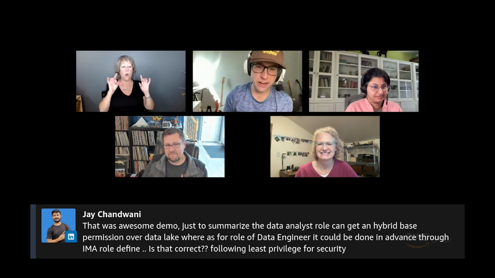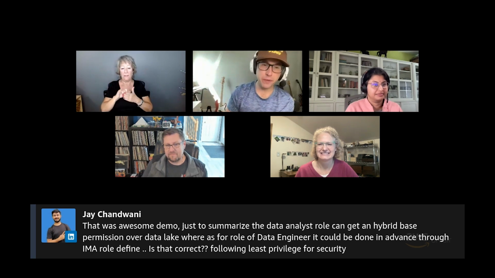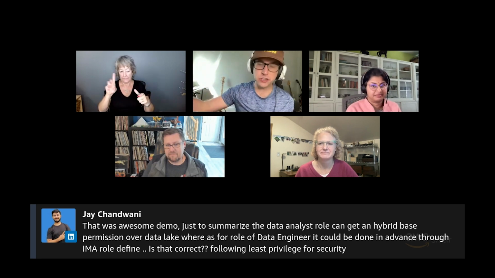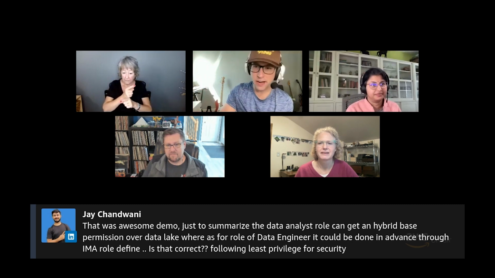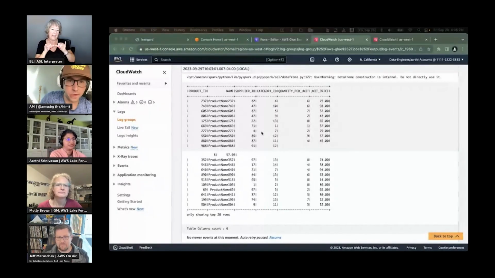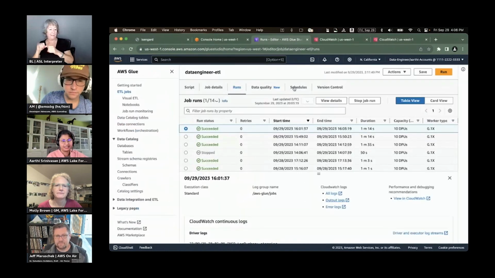Just to summarize, the data analyst role can receive this hybrid-based permission through Lake Formation in the data lake itself. And then for the role of the data engineer, it could be done in advance through IAM role definitions. Is that correct? Yes. And I also showed you here that I ran the data engineer job again, just to show that setting up the permission did not break the data engineers. Oh, great. So I ran it again.